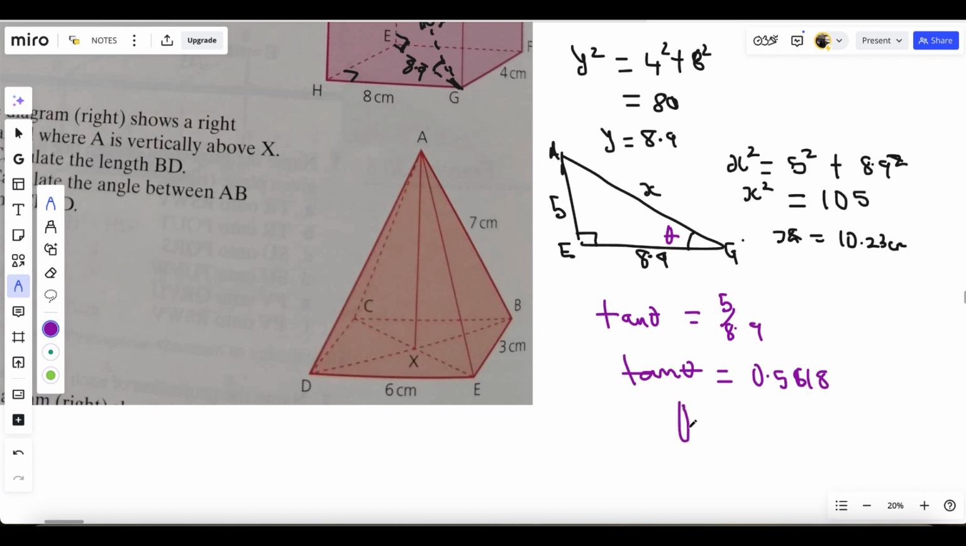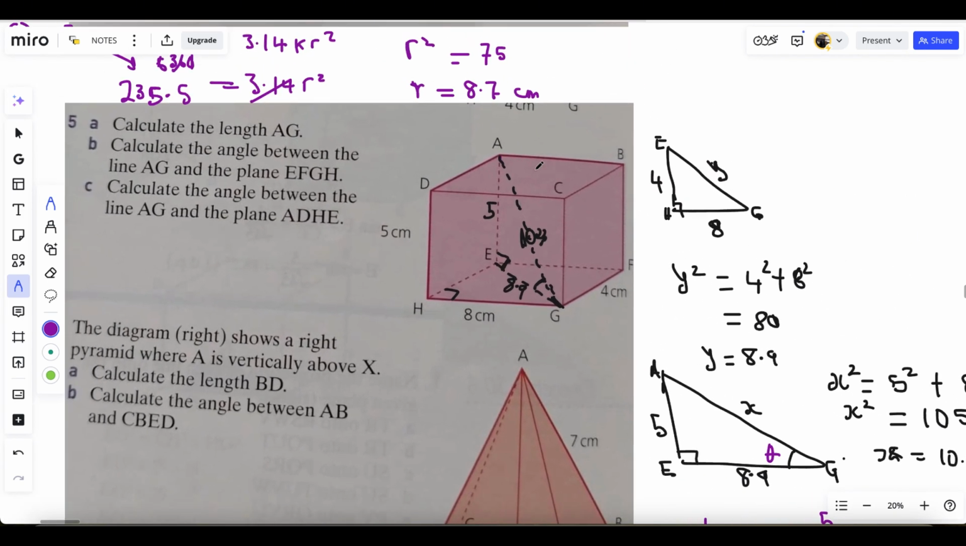0.5618. So theta is the tan inverse. Find the tan inverse. Find your shift or second function. Tan inverse of this value and tell me what your angle is. So we get 29. So our angle is approximately 29 degrees. That's the angle between AG and the base, EFGH. That's the angle, okay? So for that question, it says calculate the angle between the line AG and the plane EFGH.